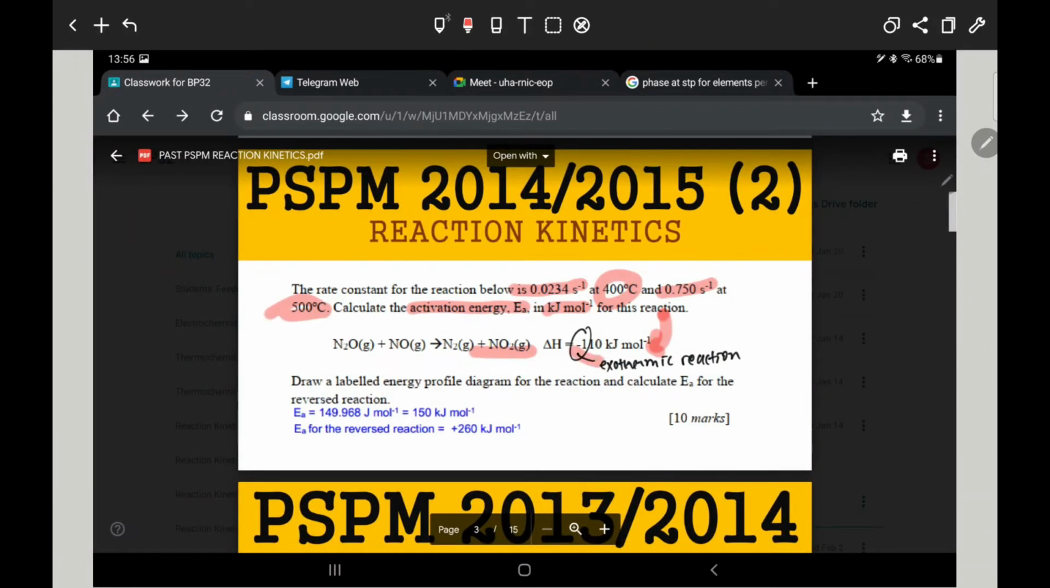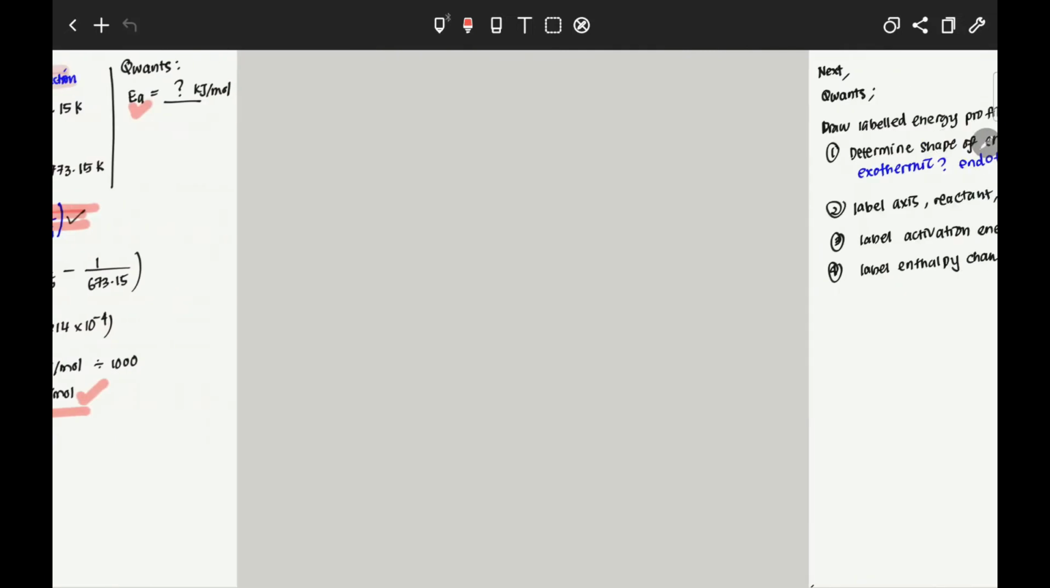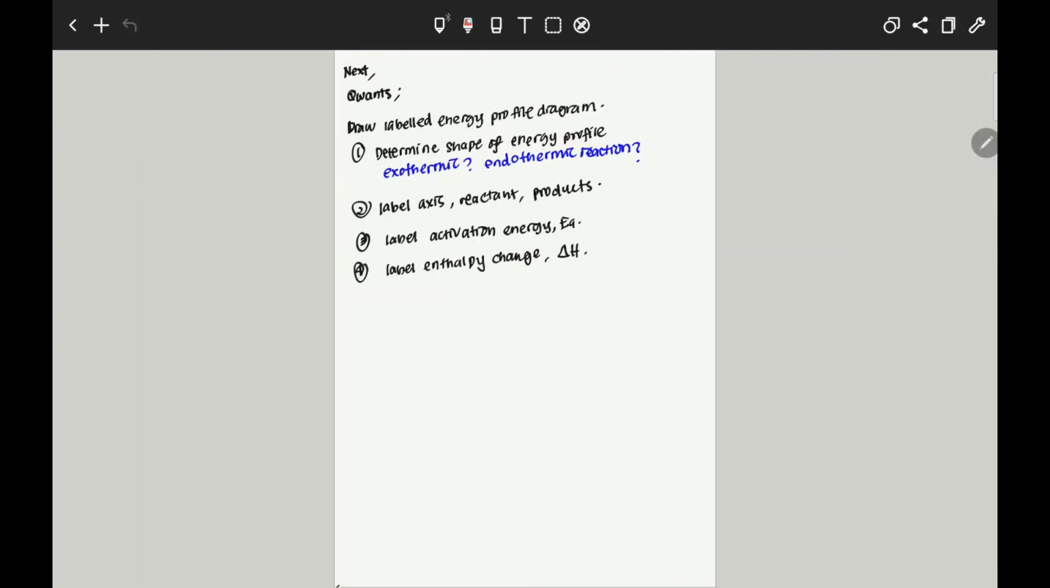We know when it is negative, we have an exothermic reaction. So the energy profile diagram is supposed to be like this. You have here higher, and you have a bump here, and then over here, yes, it must be lower than the reactant. That is our shape for the energy profile diagram for exothermic. And then second, you have to label the axis, reactant and product.